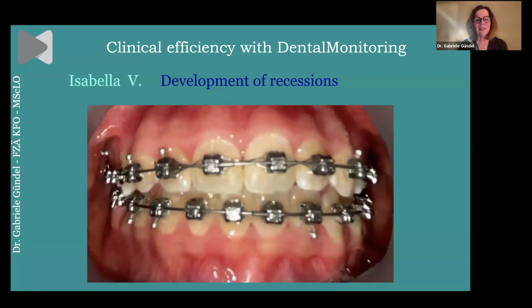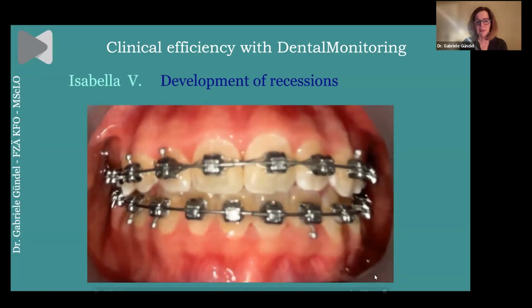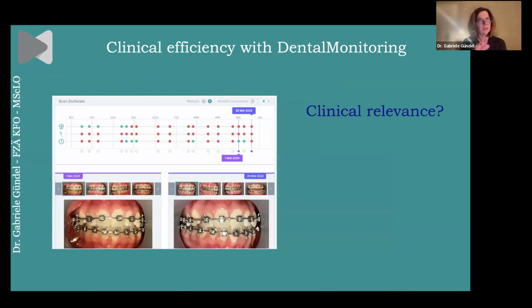Now, the next clinical example is the development of recessions. As I told you, this for me especially is a very, very important point. So look at this patient, look at the tooth 31. Here you see there is a recession developing, from first May to here, 20th of May. So in between 3 weeks, this recession is increasing.